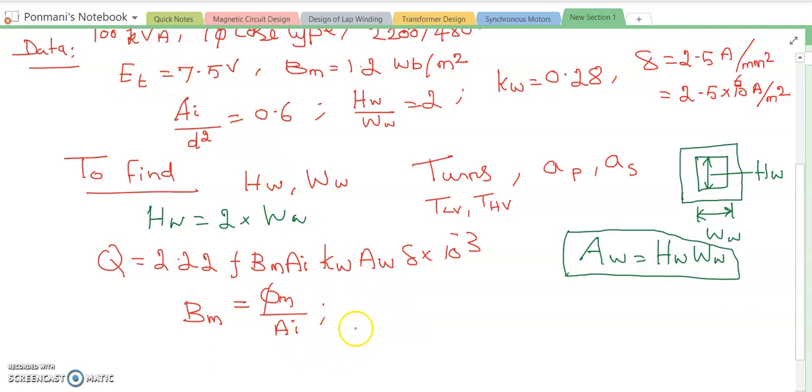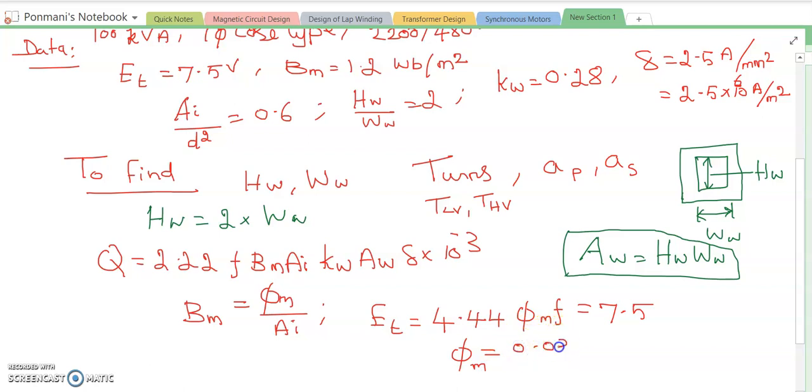Basically, first what is given is the EMF. So the EMF equation is 4.44 phi m into F. In this equation, if we substitute, it is given as 7.5 volt. Then from this we can calculate phi m because F is given as 50 Hz. On substituting F as 50 Hz, we can calculate this phi m as 0.03378 Webers.